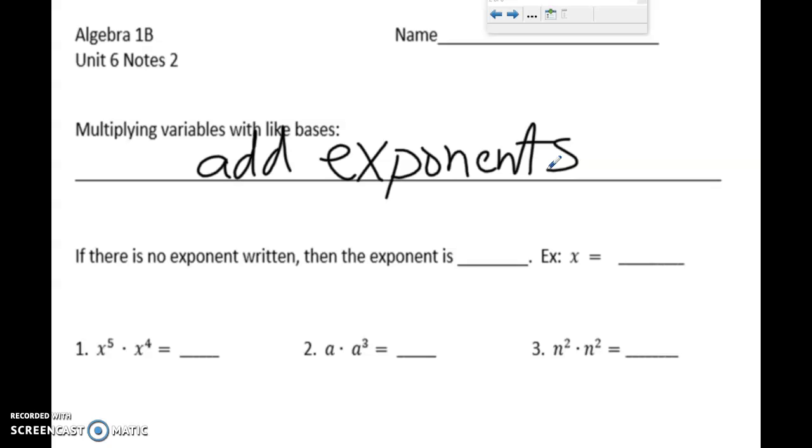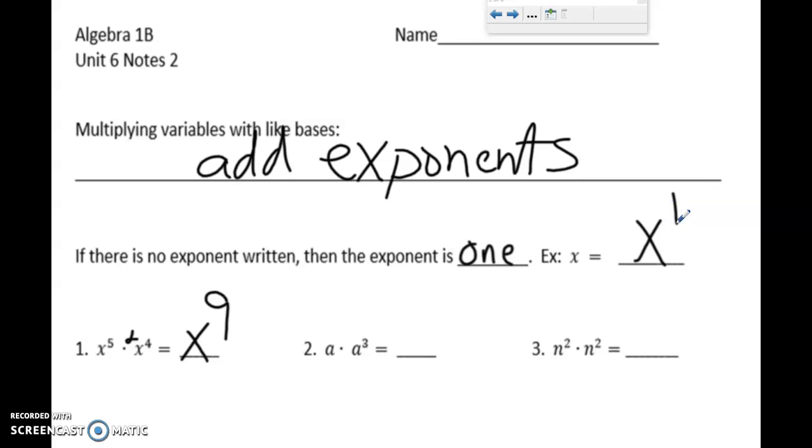So if we have x to the 5th times x to the 4th, we're going to add these little numbers and get x to the 9th, which means we have 9 x's. Now, if there is no exponent written, then the exponent is a 1. So if it's just plain old x sitting there looking all nice and cute, that is actually x to the 1st. So you can write a 1 if you want.